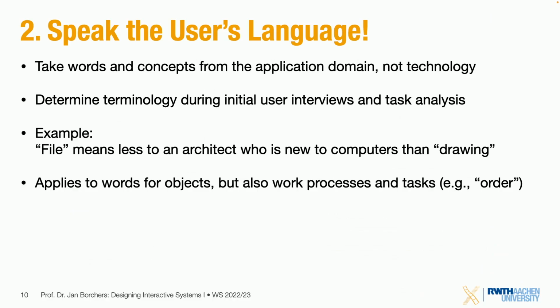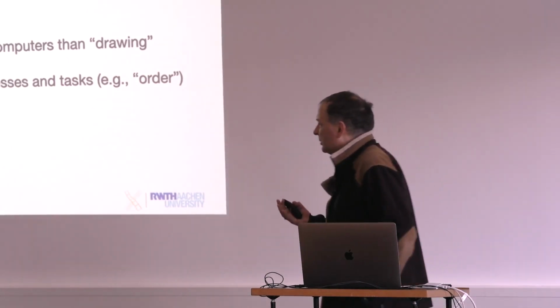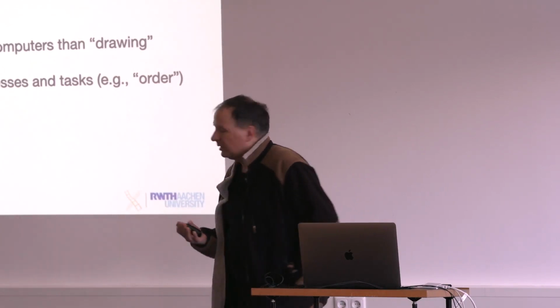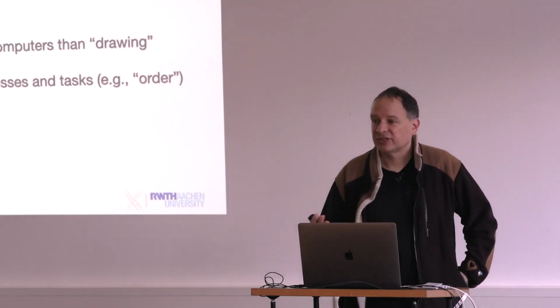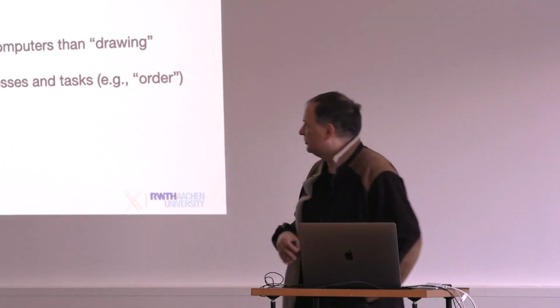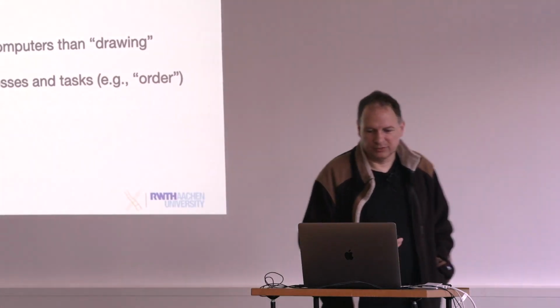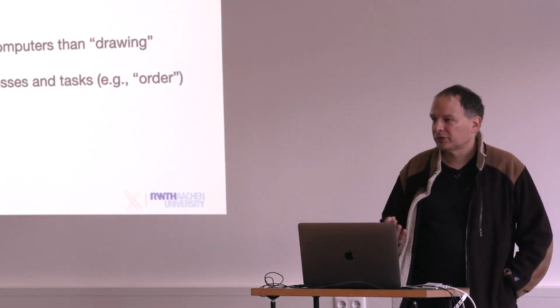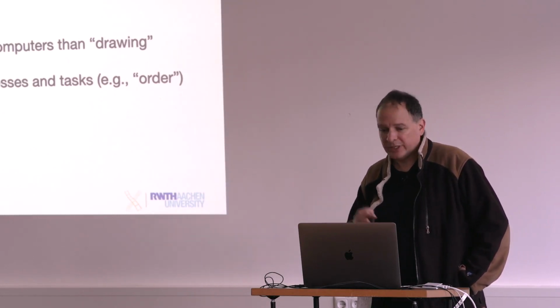Speaking the user's language. It sounds easy, but it's really often overlooked. Speaking the user's language means, in the simplest example, if you have an application domain, let's say you're writing software for architects, right? Then you want to use the words that they use to describe their work products, the things they use, the stuff they do. They will talk about a drawing probably as an architect, right? They probably won't be talking about a file in their domain. So using those words appropriately makes much more sense to the users and helps them feel comfortable in the interface and find their way around it.